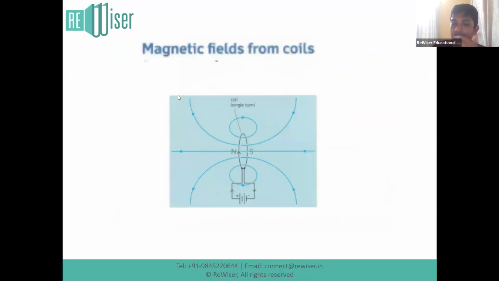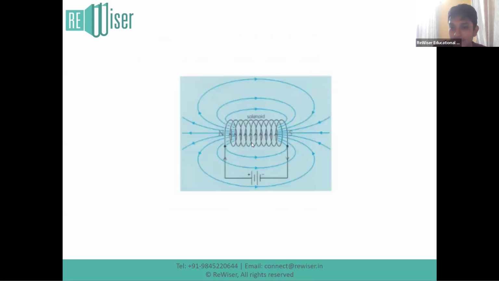Next, again, here you can see if it's a coil, the magnetic field lines through the coil will be straight. Here they've shown a single coil. I showed multiple coils to make you understand better. Again, here it is. Magnetic field lines through the coil will be straight if the coil is circular.